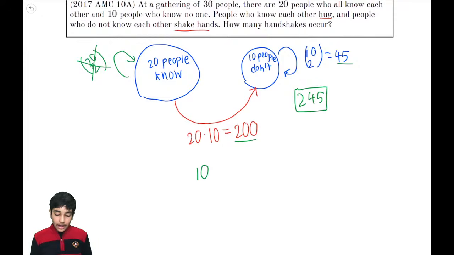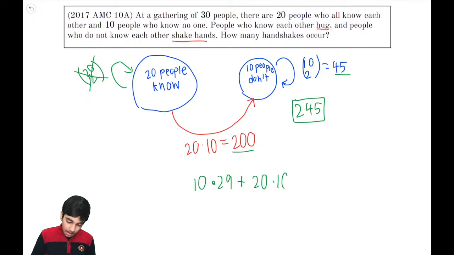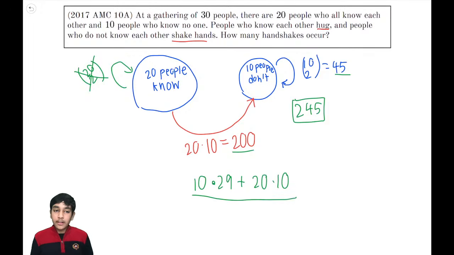So we have 245 handshakes total. Another way that you can do it is for each of the 10 people who know no one, they each shake hands with 29 people. And for the 20 people who know each other, they can shake hands with the 10 people. But then each handshake is overcounted twice because we can take 2 people.